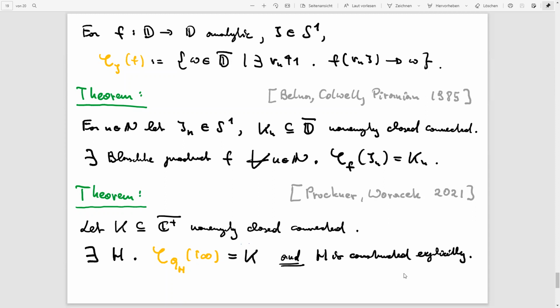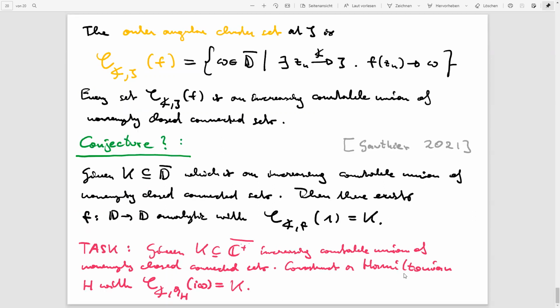So maybe I should just close with one open question. I have already communicated with some people. If we look not at radial cluster sets, but at non-tangential, so outer angular cluster sets, it is called. It is the set of all points such that we find a sequence that tends non-tangentially, so not radially, to this boundary point, and then it's this limit point. Then it is obvious, more or less, that every set of this form is an increasing countable union of non-empty closed and connected sets.